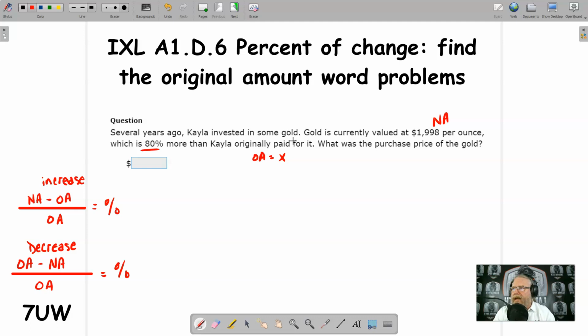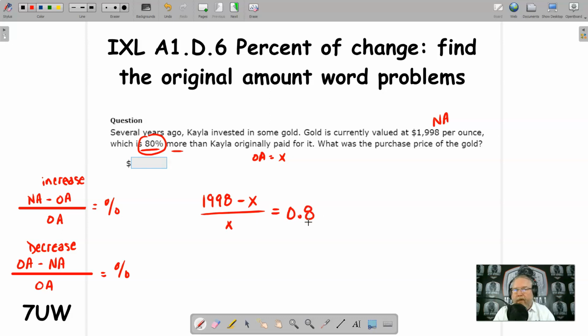So it is an increase. Notice that it's more. So let's go ahead and plug all of our information into the equation here. So since it's an increase, we're going to use this first one here. The new amount we do know, it's 1,998. We're going to subtract the original amount, which we'll call X. And then we're going to divide by the original amount. Well, the original amount we don't know, so that's going to be X also. And that would produce for us a percentage. In this case, it's 80%. But we want to represent that 80% as a decimal. So we're going to go ahead and write it as 0.8.